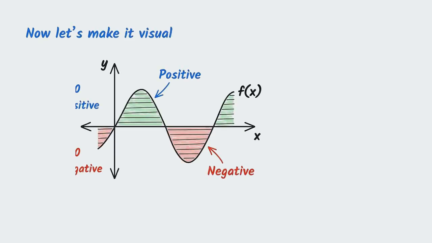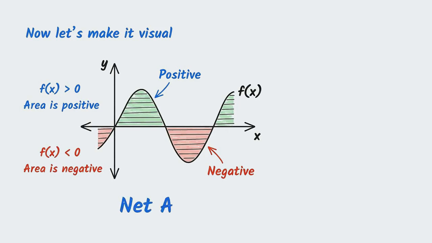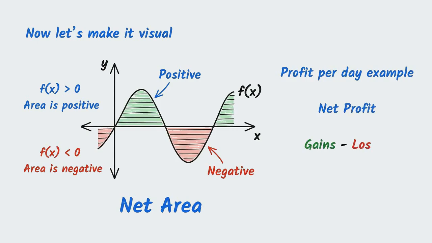Now let's make it visual. If you graph f of x, the integral from a to b is the area under the curve. If f of x is positive, the area is positive. If f of x is negative, the area is negative. So the integral gives you the net area. That's why if f of x represents profit per day, the integral gives you net profit, gains minus losses.